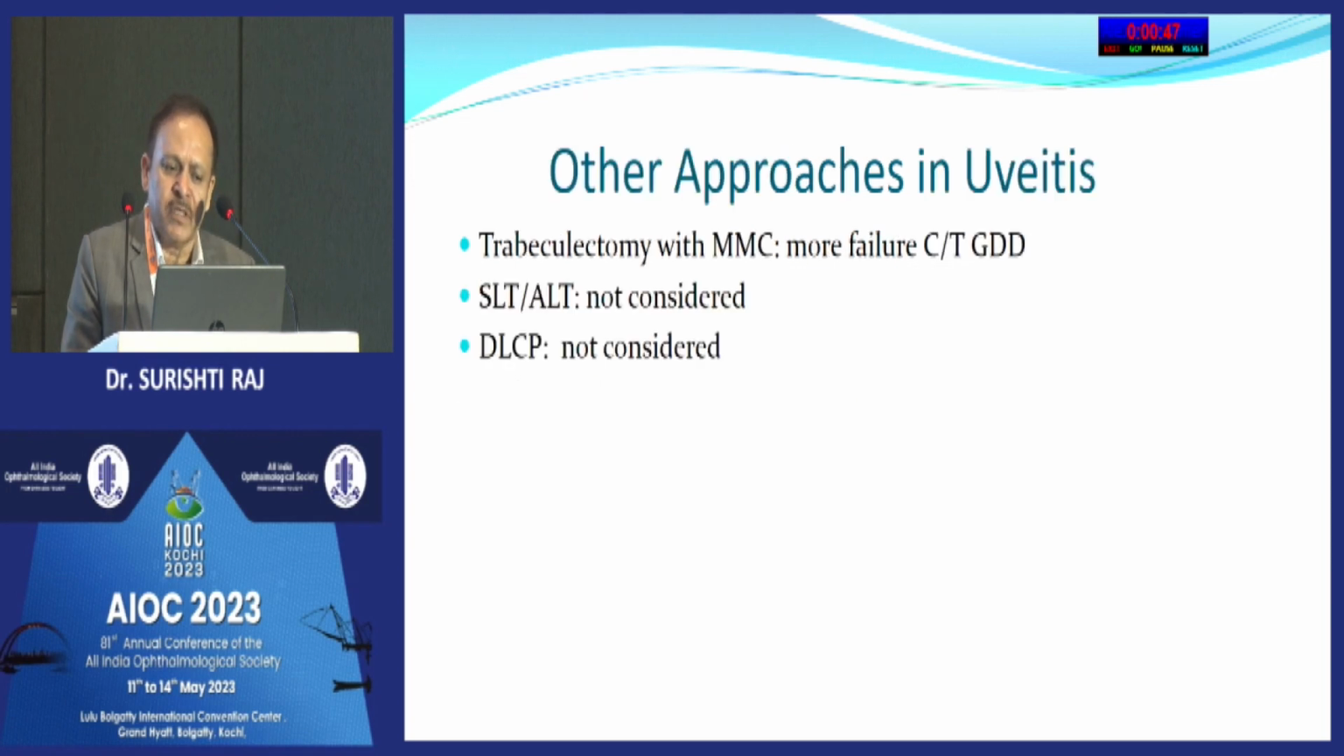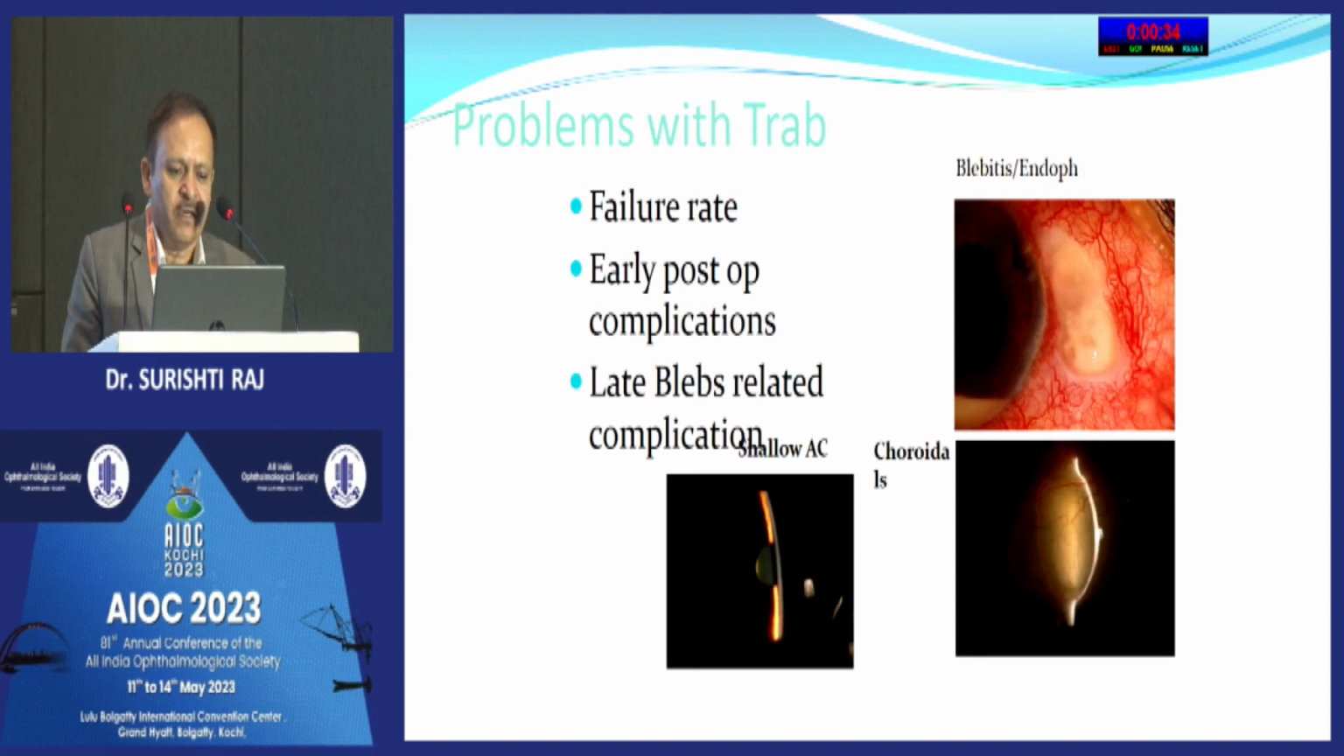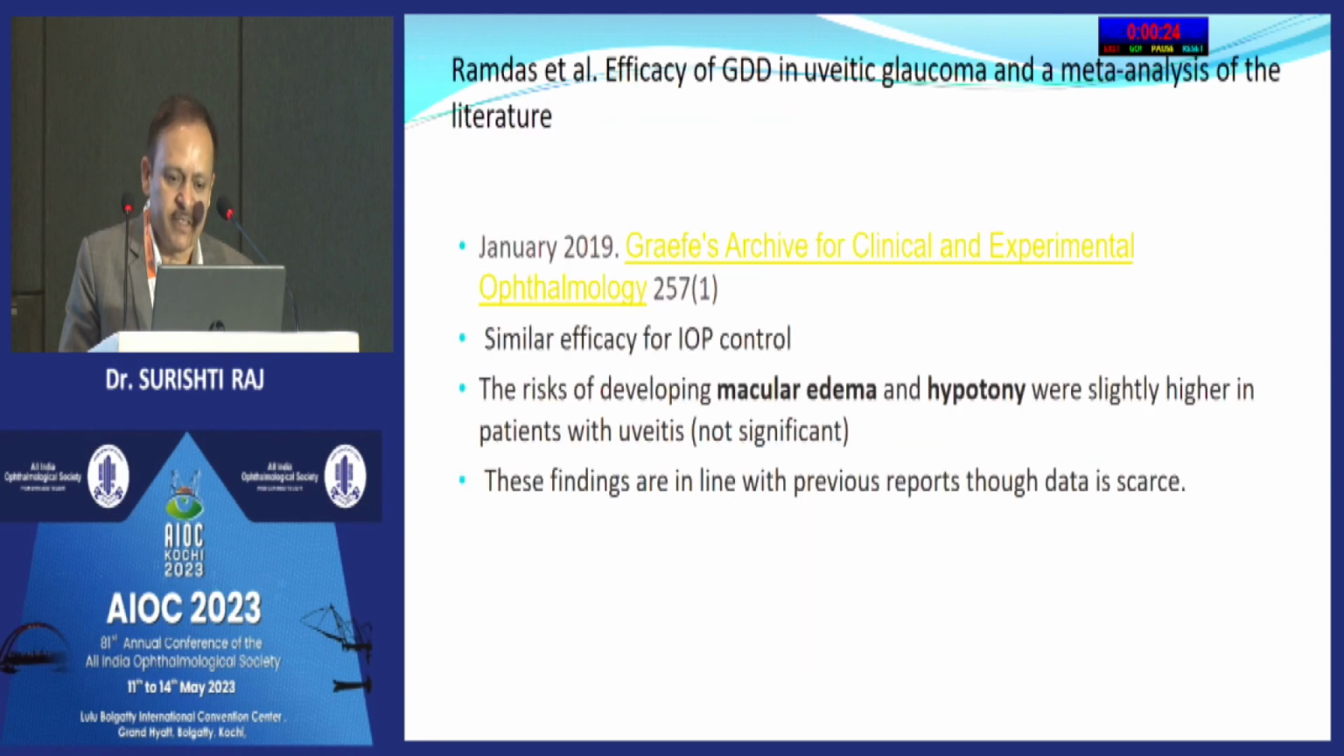Among other approaches, trabeculectomy can be undertaken in case the stent is not available, but SLT and diode laser cyclophotocoagulation are usually not considered because they themselves create inflammation. So these are some of the problems with trab, why it is not prevalent in inflammatory glaucoma: early failure, post-op infections, or shallow AC or choroidals.